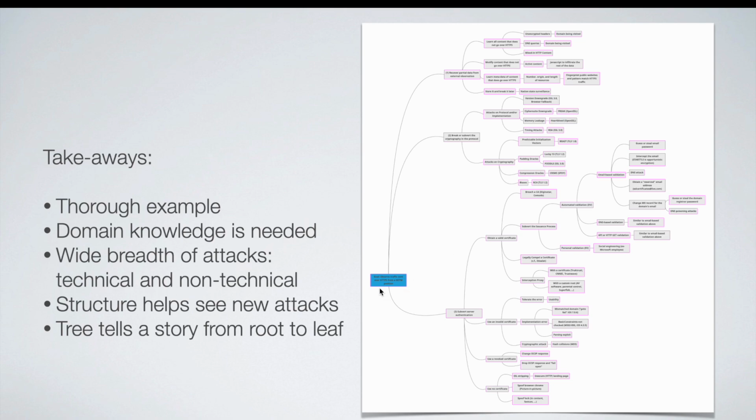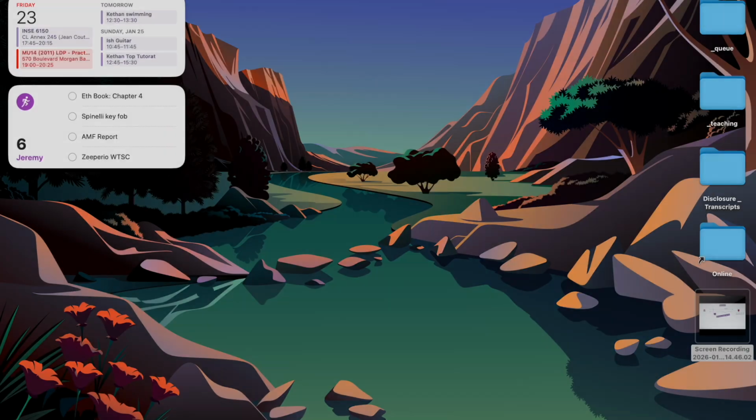Okay, and I mentioned this before, but an attack tree tells you a story. If you were to start at the root node and go along one of these paths, it would tell you the full story of the attack, and you would be able to understand it from start to finish. Okay, so attack trees are great.